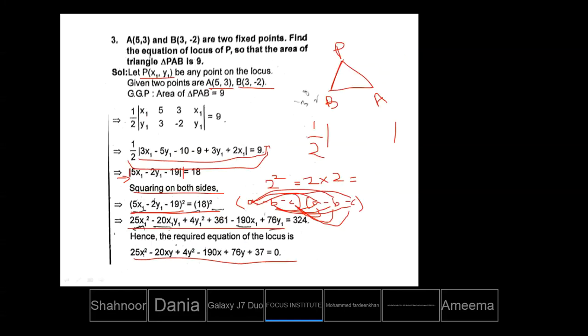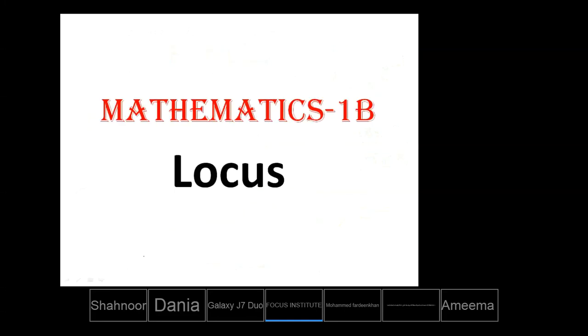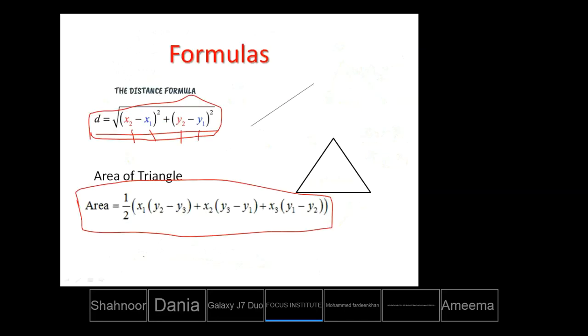So let's have a look again. This is the first chapter, locus. These are the must-learn formulas, your basic formulas for the first chapter. Distance formula, that is root of (x2 minus x1) whole square plus (y2 minus y1) whole square. Area of triangle, okay. And this is modulus.